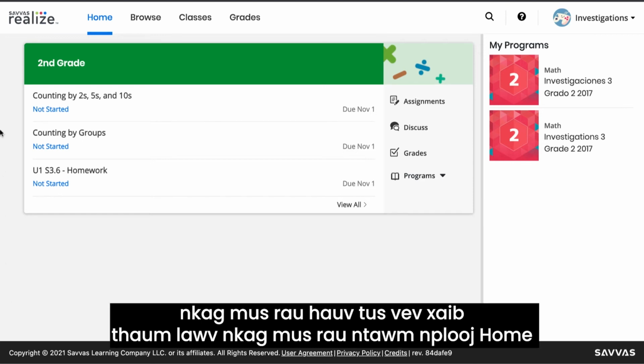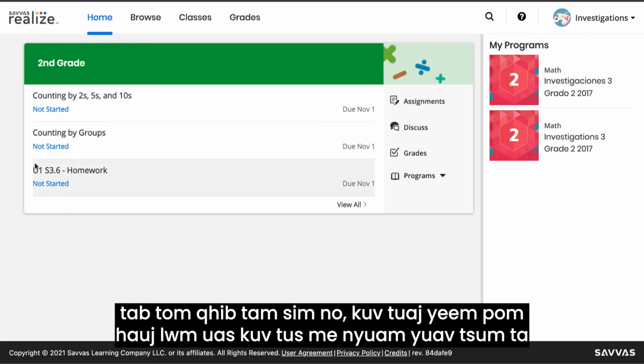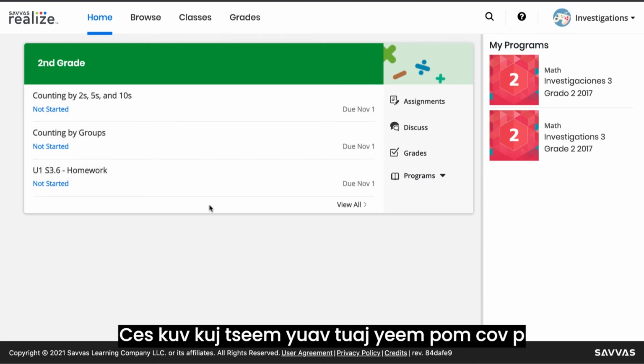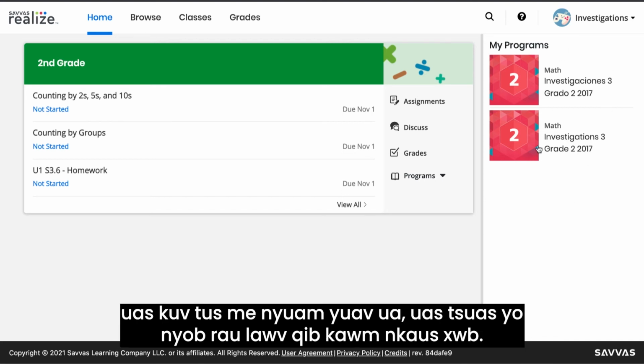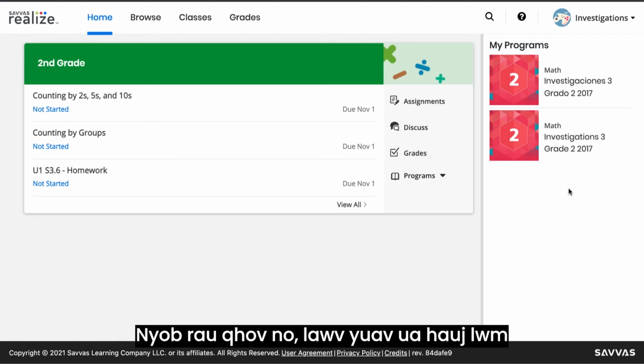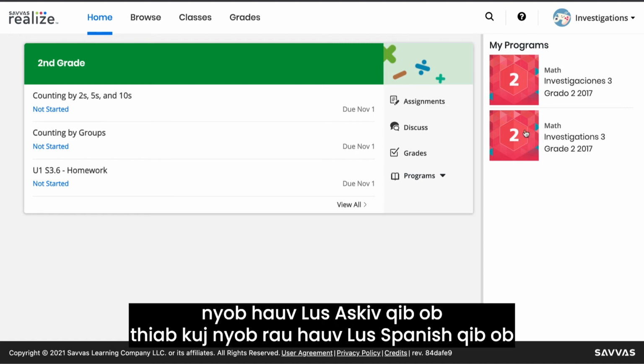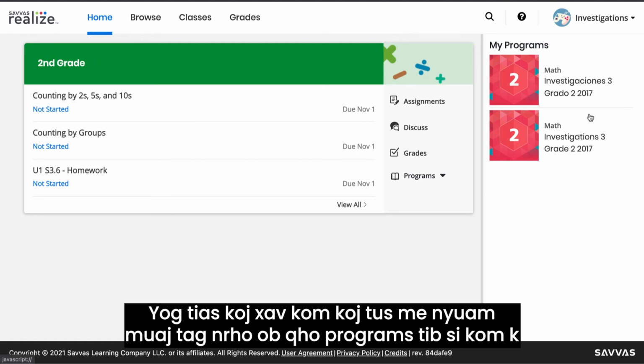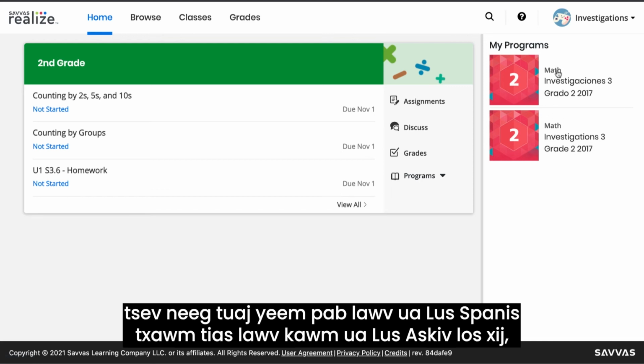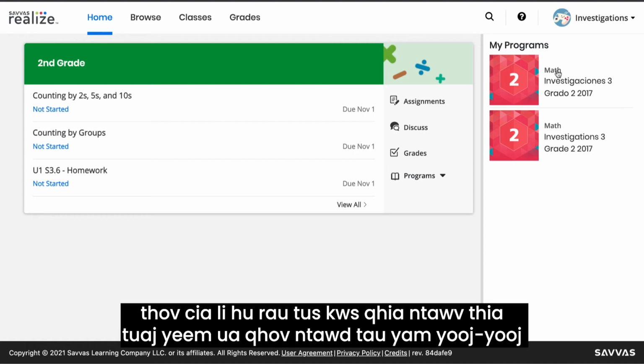When they log in on the home page where I am now, I can see any assignments that my child needs to work on. And then I can also see the programs that my child is working on, which is basically just their grade level. In this case, they are working in the second grade English and also the second grade Spanish. If you'd like your child to have both programs available to them so that your family can help them in Spanish, even if they're learning in English, please just reach out to the teacher and we can easily do that.